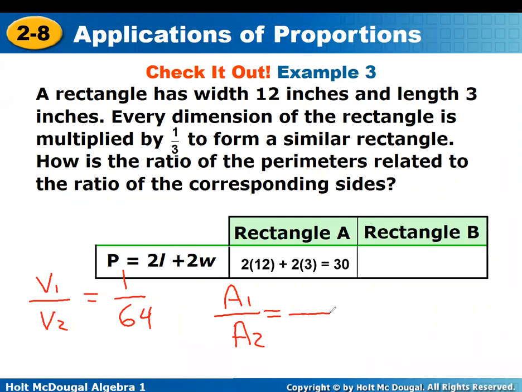First, we will find the ratio of the dimensions. So we have volume, so we have to find the cubic root of 1/64. It will be 1/4. If you want to compare between the two areas, it should be 1/4 squared.